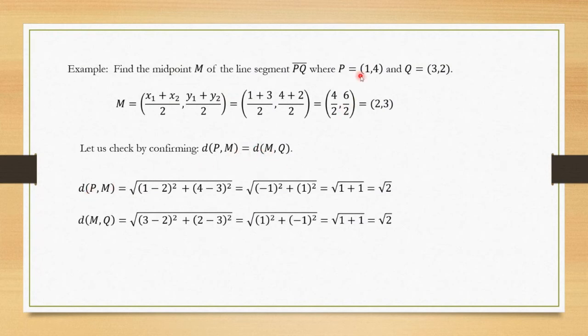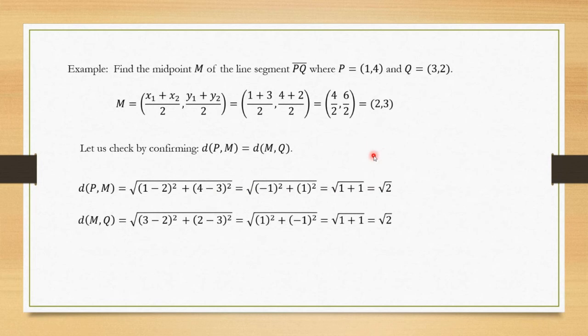So the distance from P to M, right? Again, let's subtract the x-coordinates. We have 1 minus 2 squared. Doesn't matter what order. We have 4 minus 3 squared. Okay, so we add the squares together. We have negative 1 squared plus 1 squared, which is 1 plus 1. We take the square root of the sum, so we get the square root of 2.